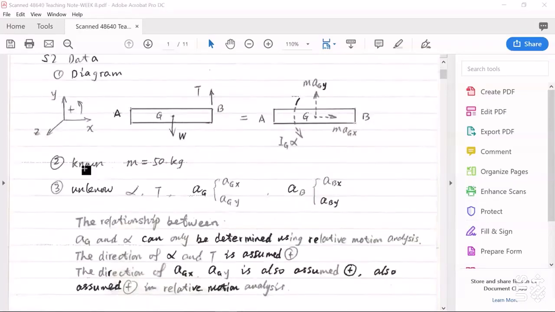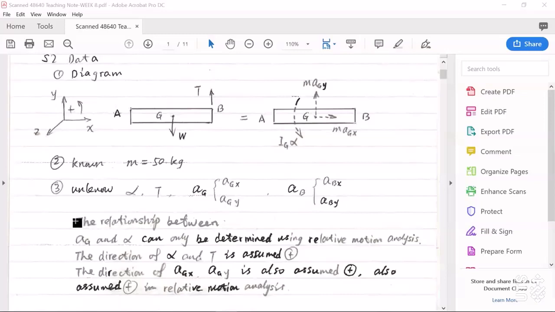And here we already know the mass of this bar is 50 kilograms. We don't know alpha, the angular acceleration. We don't know the tension force T. We don't know AG. This means we don't know AGX, we don't know AGY. We also don't know AB. This means ABX and ABY.